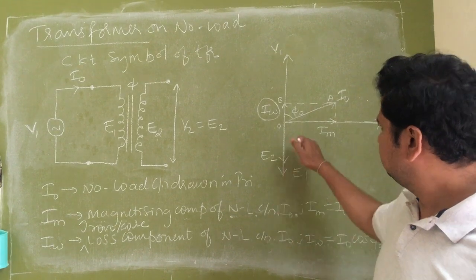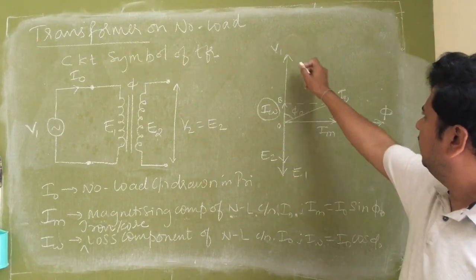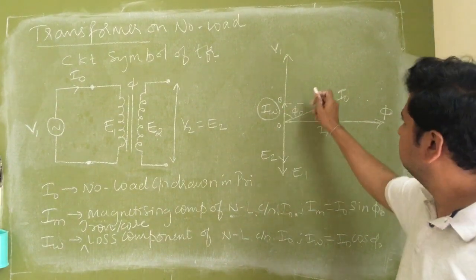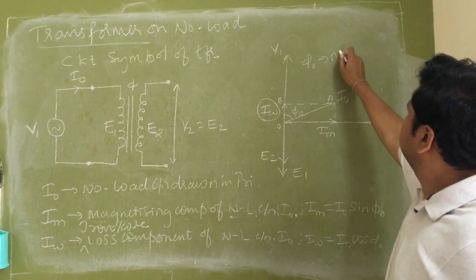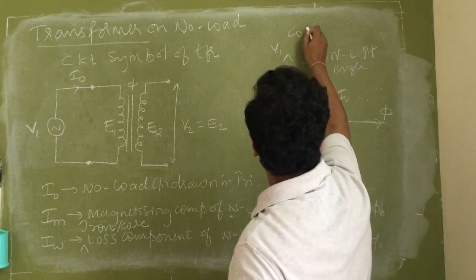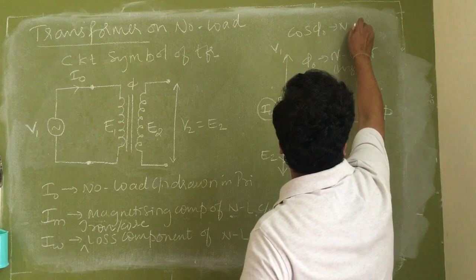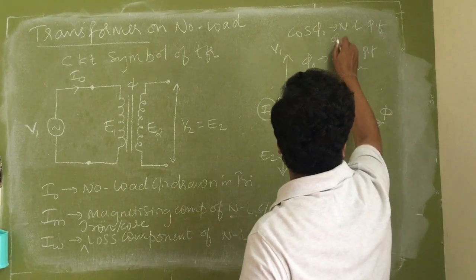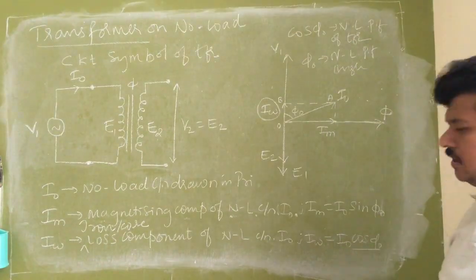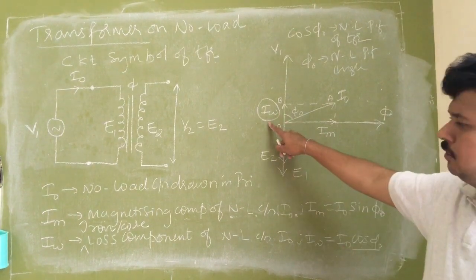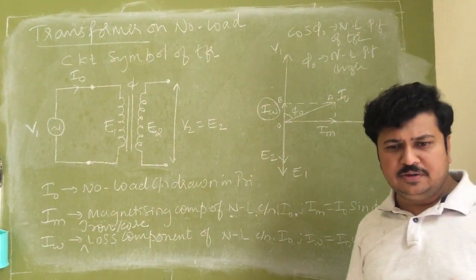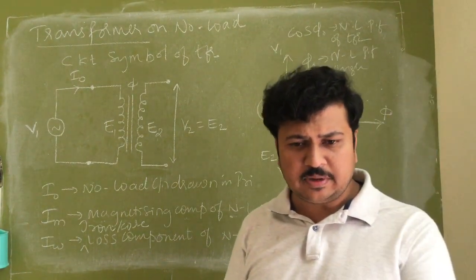Okay, so this is the no load current, and this no load current will be lagging behind the voltage by an angle phi naught. This is called the no load power factor angle. So phi naught is the no load power factor angle, and cos phi naught is the no load power factor of the transformer. IW is the active component of the no load current. IM is the reactive component of the no load current. Active component always causes power loss. Reactive component always causes magnetization.